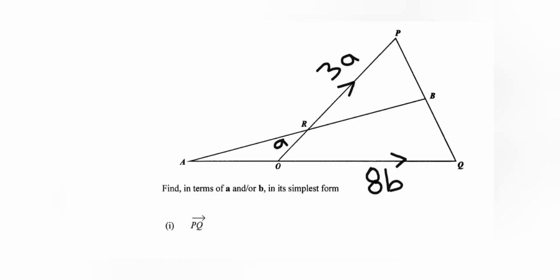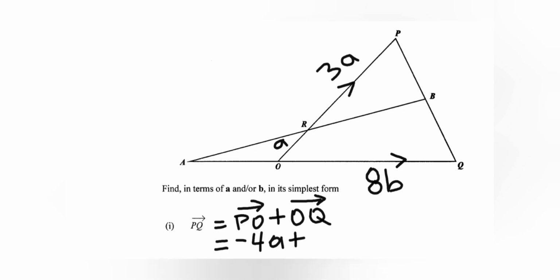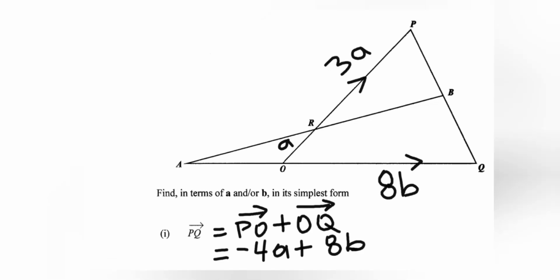So let us look at I. I is asking us to find the vector PQ. To find PQ, we would have to travel from P to O and then from O to Q. If you notice, we're traveling P to O, which is the opposite of OP, and OP is 4a. So PO is going to be minus 4a plus OQ, which is 8b. Vector PQ is minus 4a plus 8b.